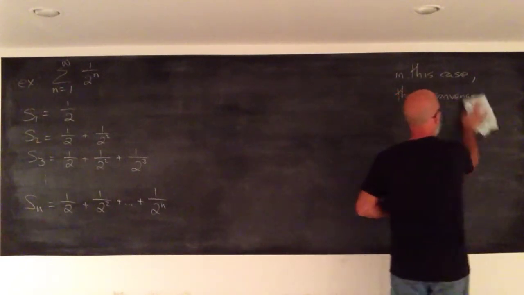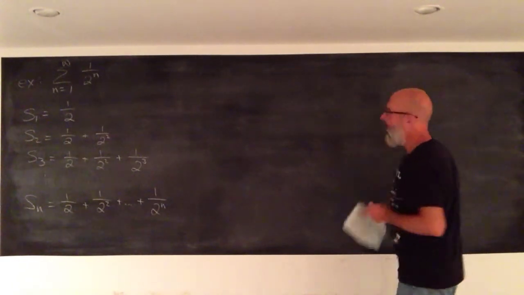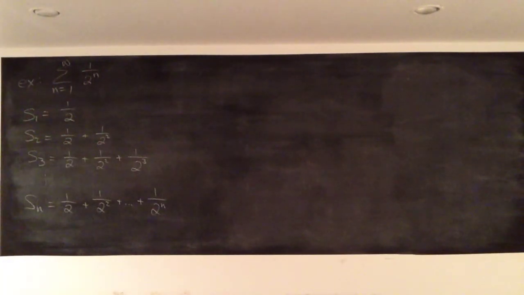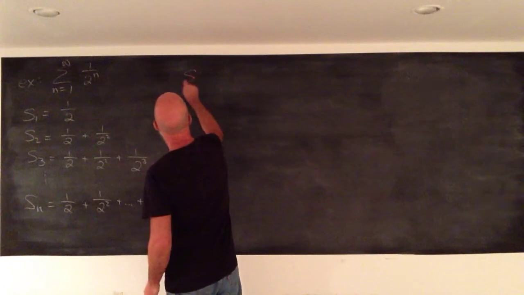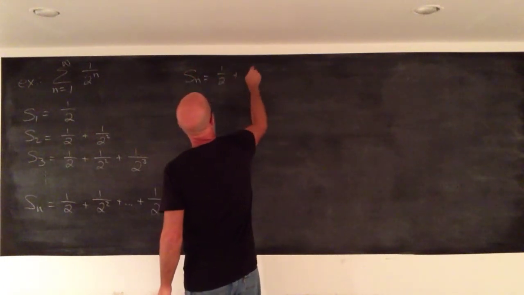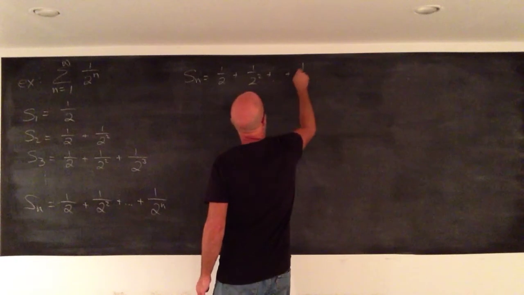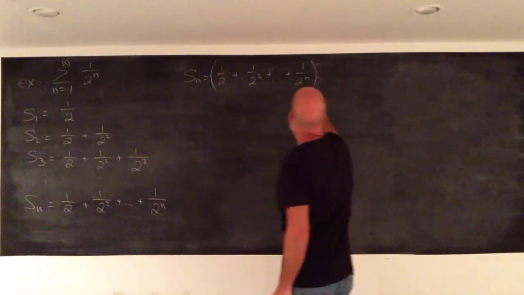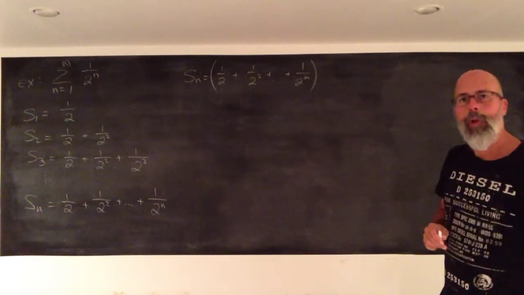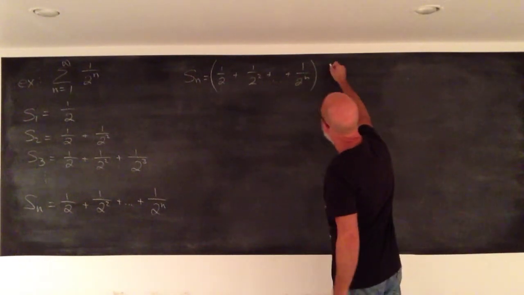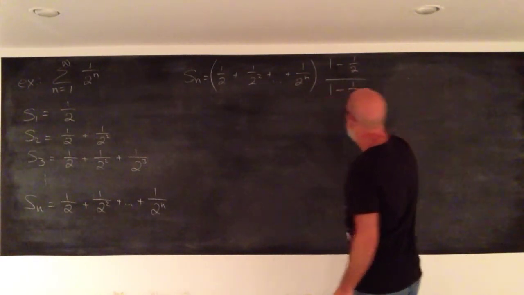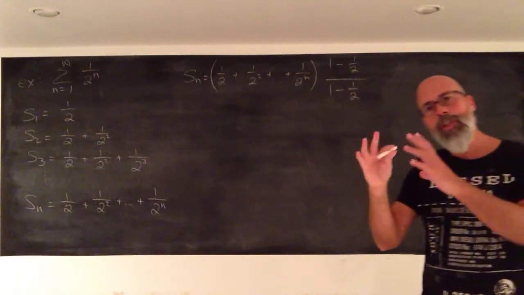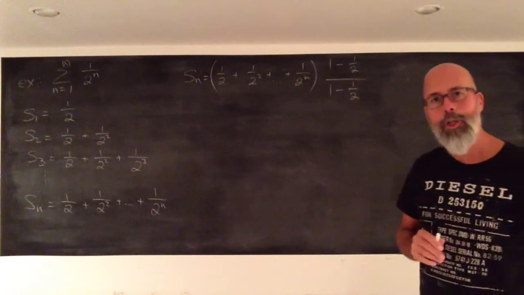We can get a nice closed form via a trick we've been using over and over again, namely multiply by 1. Let's rewrite Sn here. Here is our Sn. Let's multiply Sn by 1 minus 1/2 over itself. You're multiplying by something over itself. You're multiplying by 1, you're not changing anything.